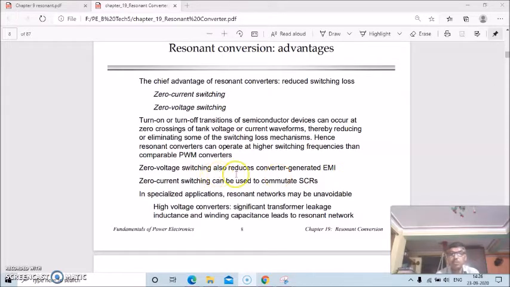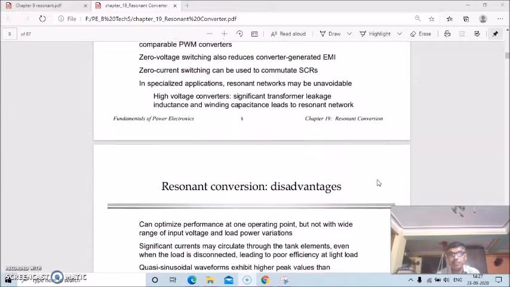Zero voltage switching also reduces converter generated EMI, electromagnetic interference, and zero current switching can be used to commutate SCRs. So in specialized applications, resonant networks may be unavoidable. For example, in high voltage converters, significant transformer leakage inductance and winding capacitance lead to a resonant network.